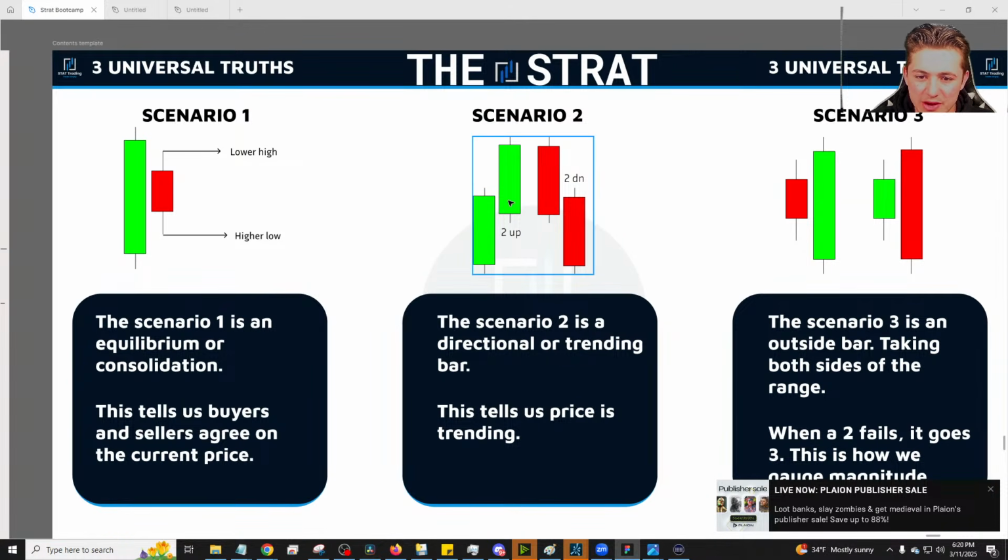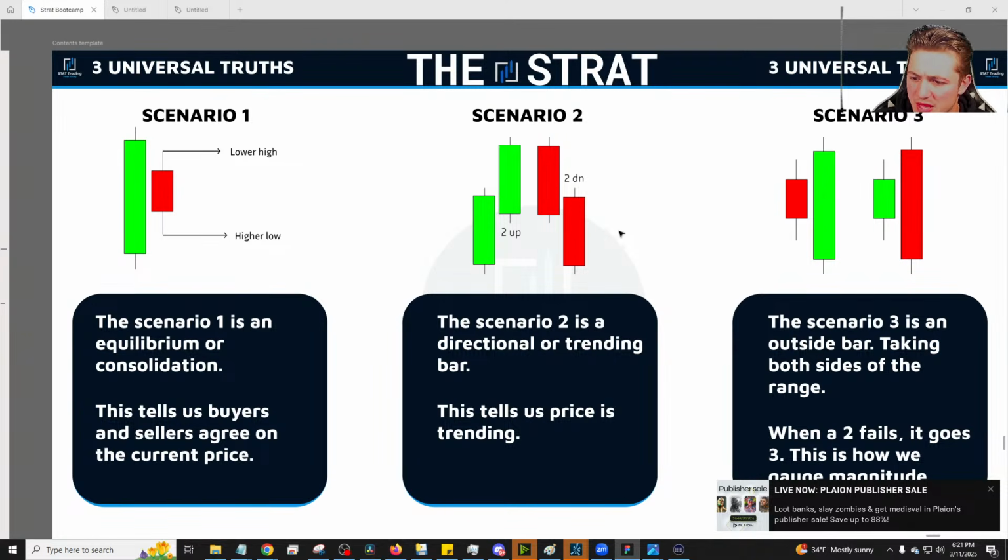We also have scenario two, and scenario two is directional, which means it's going to have a higher low and a higher high. That would be considered two up. It's making higher lows and higher highs. That's an uptrend for sure. Or you can have a two down. You're going to see it's lower highs and lower lows to the previous bar's range. Therefore, it has to be going down. And that's something I'll add in. When we talk about scenarios, it's always in relationship to the previous bar.